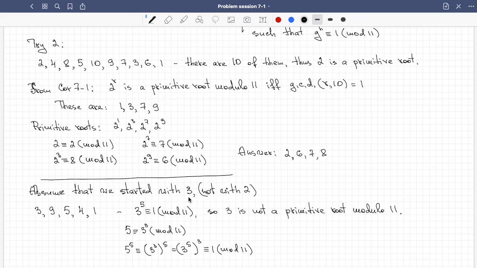They also ask some other moduli to find primitive roots. I will not do all of them. They're kind of similar, except 15, which I did in the lecture as an example. There are no primitive roots modulo 15, you may find it in the lecture. So this is about problem 6.